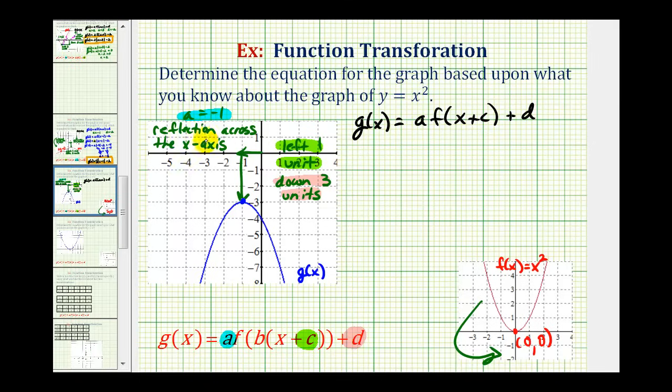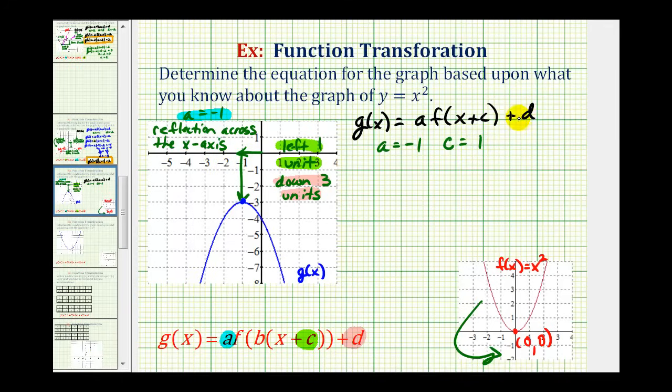Again, we already determined a was equal to -1 because of the reflection across the x-axis and no vertical stretch or compression. c determines whether the graph is shifted left or right. If c is positive, the graph is shifted left, and if c is negative, the graph is shifted right. Since our shift is left 1 unit, that means c is going to be +1. Remember, c tends to be the opposite sign that we would think. It's shifted left in the negative direction, but c is +1.